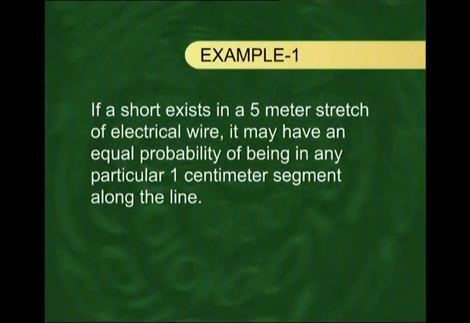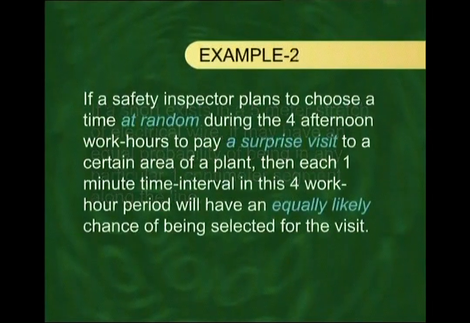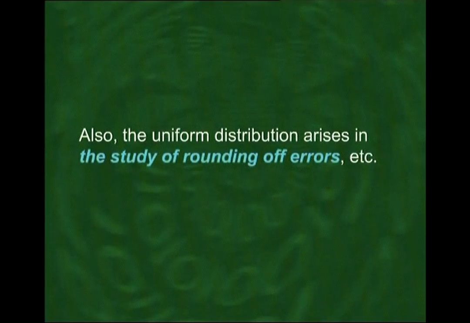As you now see on the screen, examples of such phenomena are, number one, if a short exists in a 5-meter stretch of electrical wire, it may have an equal probability of being in any particular 1-centimeter segment along the line. Example 2, if a safety inspector plans to choose a time at random during the 4 afternoon work hours to pay a surprise visit to a certain area of a plant, then each 1-minute time interval in this 4 work hour period may have an equally likely chance of being selected for the visit. Also, the uniform distribution arises in the study of rounding off errors, etc.